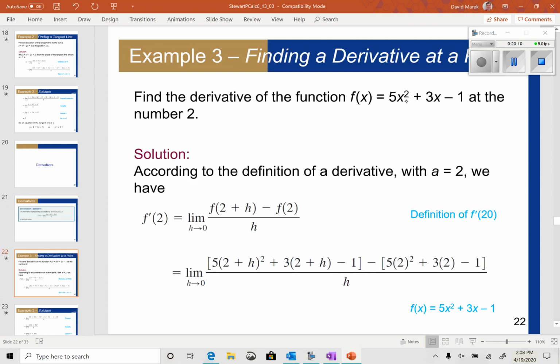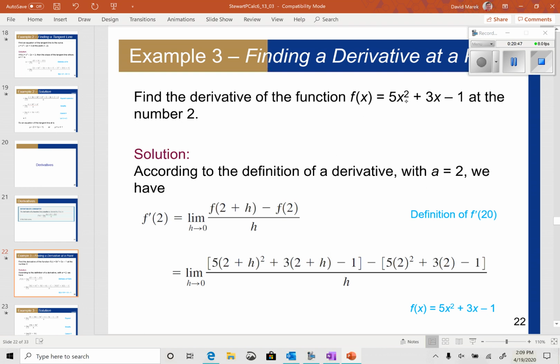Okay? Finding a derivative at a point. So here's a new function, 5x squared plus 3x minus 1. Find the derivative of the function at the number 2. Okay, so we're going to simply go ahead and use our old definition with the new name, the definition of a derivative, a is equal to 2. Notice we've taken out the whole finding the slope of a tangent line at a particular point, and we're just told here's the value at 2.